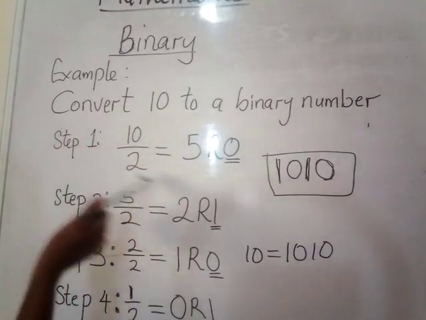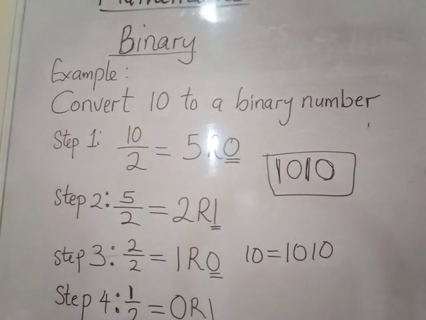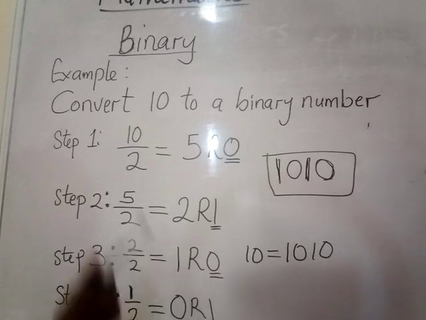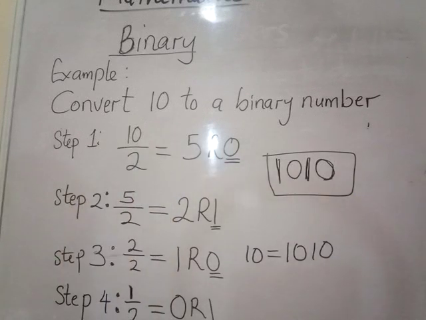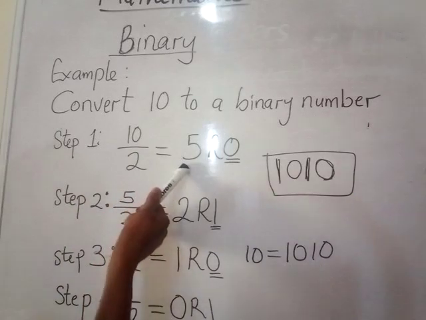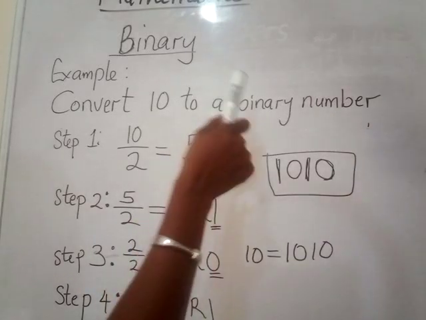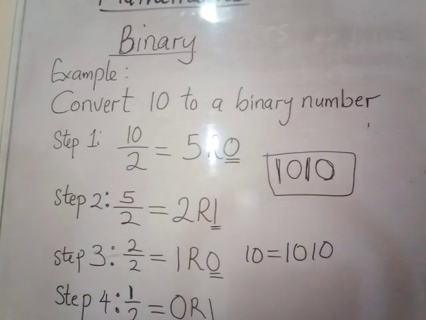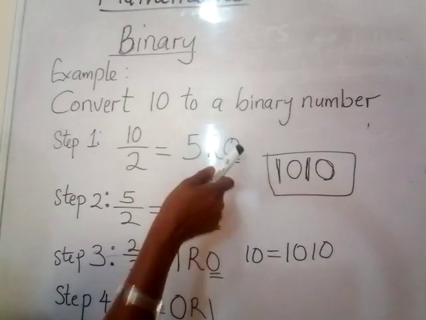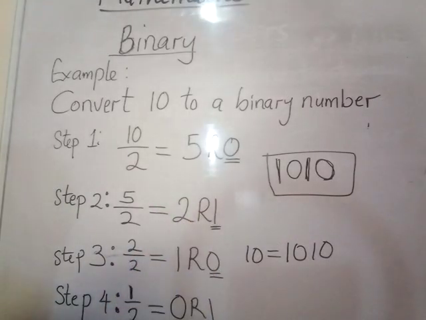Okay, so let's quickly go over it. Just continue to divide whatever number you're converting to binary by 2. Just keep dividing it by 2. When you divide, instead of writing down your main answer, you're going to be writing down your remainders, because the remainders will always be 0 or 1. And those are the numbers we have in the binary system.